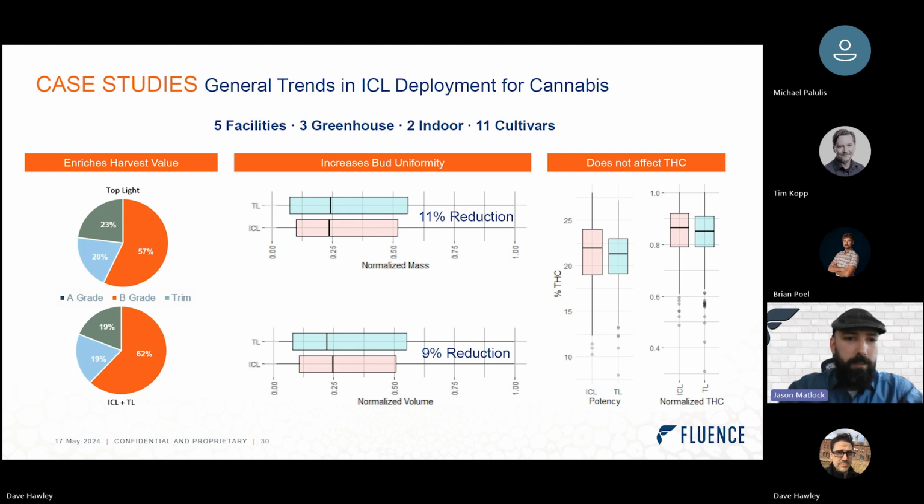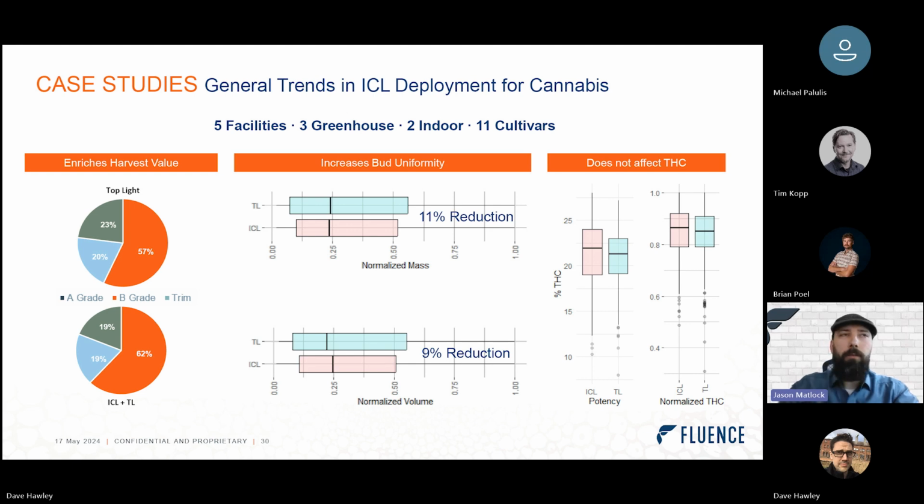So when we look at this, we see that for both mass and for volume, there is a smaller box for ICL. That means that we're reducing variability in the whole crop. In mass, it's an 11% reduction. For volume, it's a 9% reduction. When we looked at THC, both in terms of absolute potency, average potency, and in terms of uniformity, we really don't see a big change. So once again, THC doesn't seem to be affected.